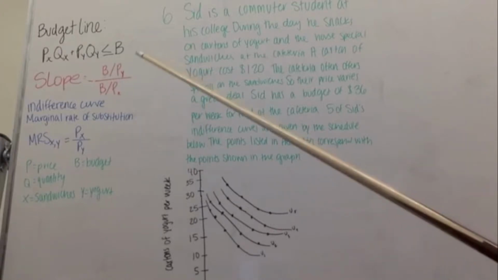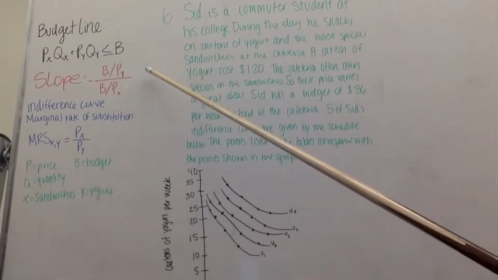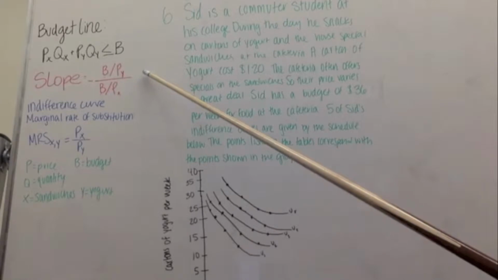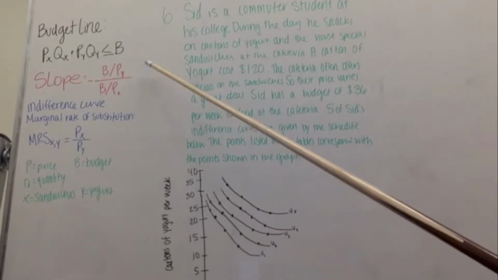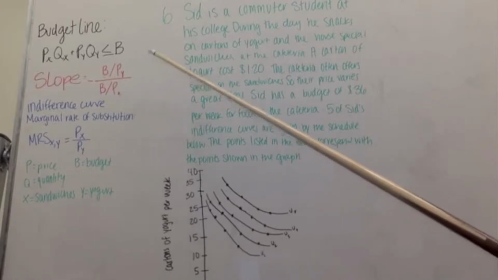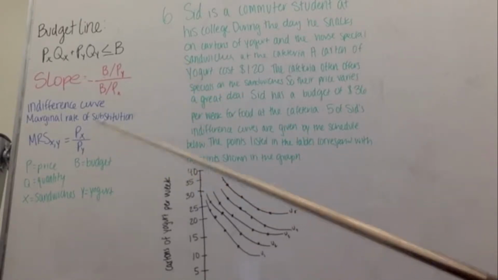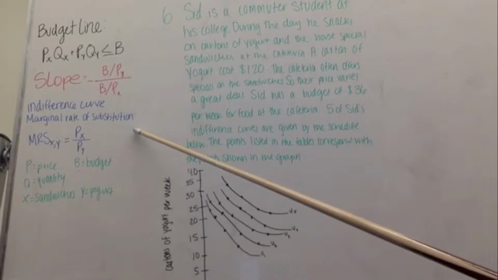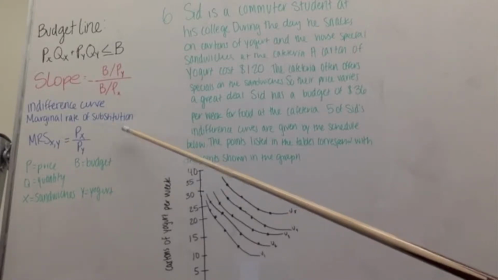To find the slope, you divide the budget over the price of y by the budget over the price of x, and it's negative because it's downward sloping. To find the marginal rate of substitution for the indifference curve, it's the price of x over the price of y.